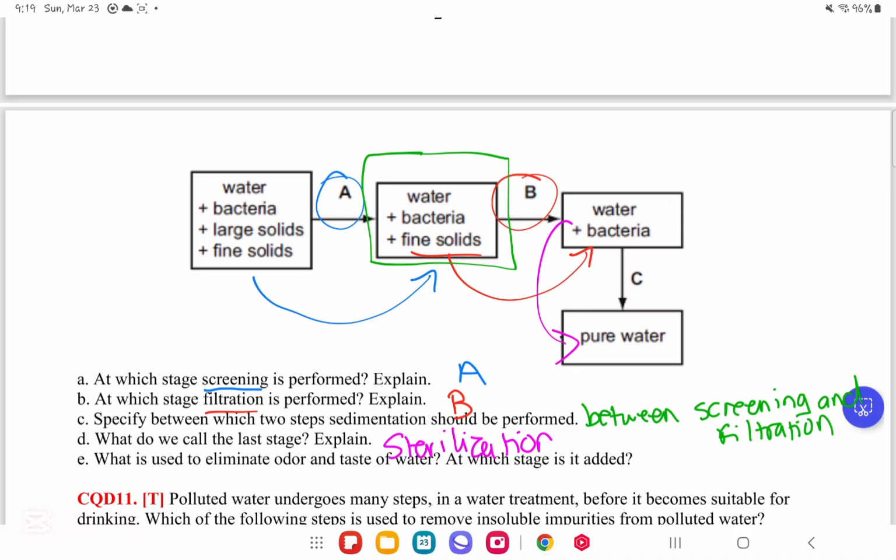What is used to eliminate odor and taste of water? So, to eliminate the odor and taste of water, we said it is carbon. So at which stage is it added? It is added usually before stage C or before screening and filtration. So before screening. No, sorry, not screening. Before sterilization, my bad. Sterilization. Okay, so to eliminate the odor and taste of water, we use carbon. I believe this process is called aeration.